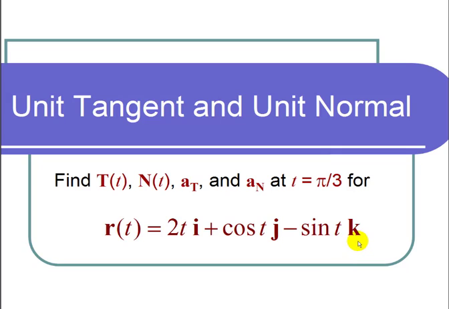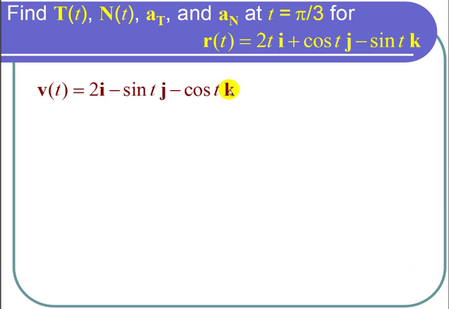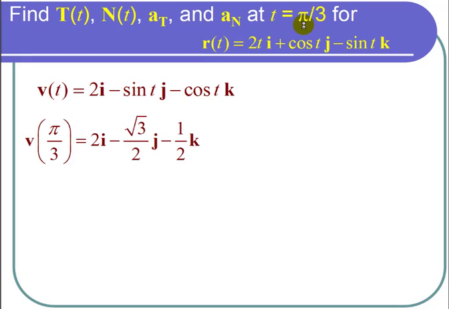sine of t k. So let's first find the velocity and then the acceleration vectors. The velocity vector is the derivative of r of t, and that is just 2i minus sine of t j minus cosine of t k. And then I plug in pi over 3, and I get that the velocity vector at pi over 3 is 2i minus root 3 over 2 j minus 1/2 k.